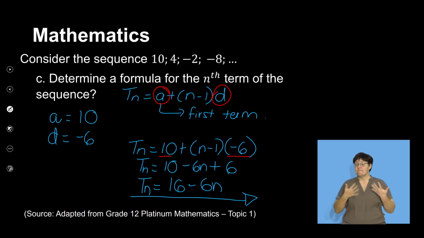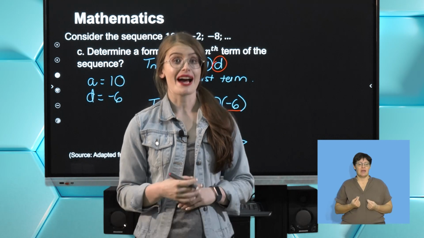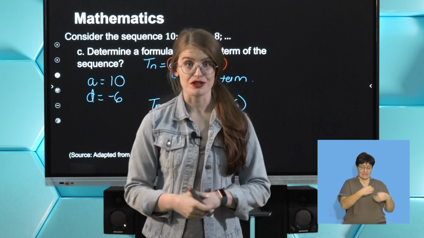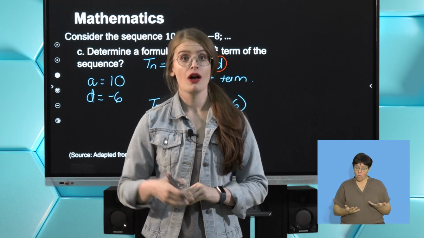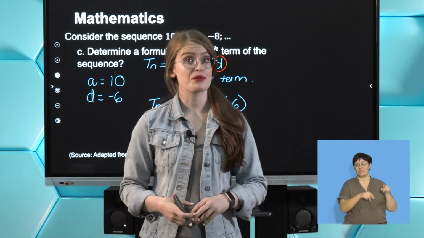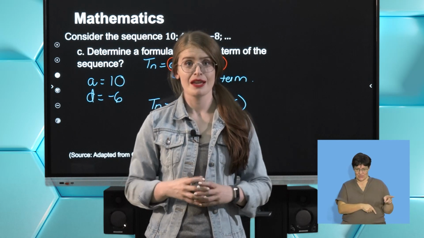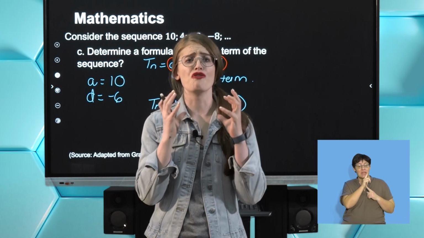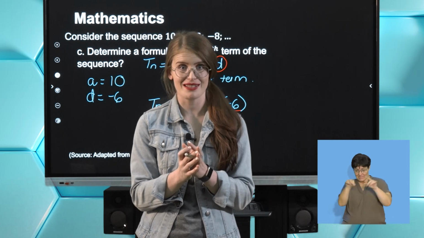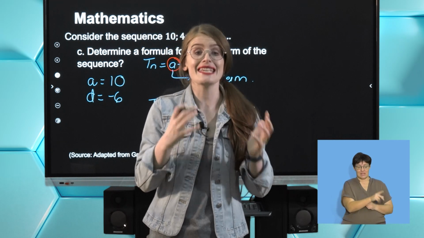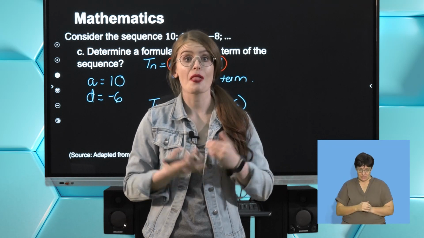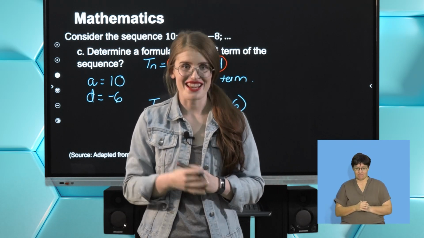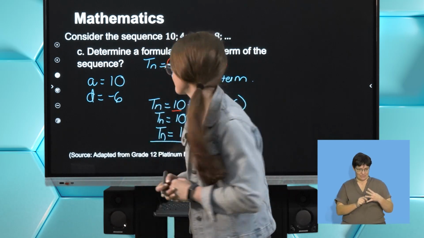Now that we have our general term for our arithmetic sequence, we can either substitute in n values to determine the actual values of certain parts of the pattern, or alternatively, we can substitute in Tn values. Tn values are actual values that could occur in the pattern, and by substituting in Tn, we can find values for n, which refer to the positions. Let's have a look at the next question together.